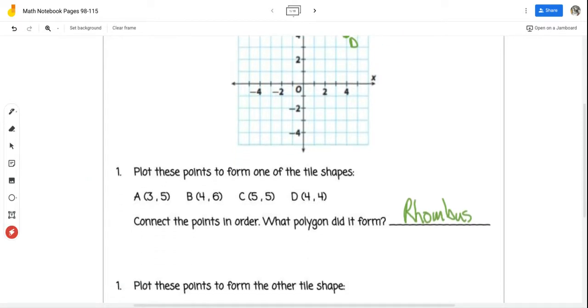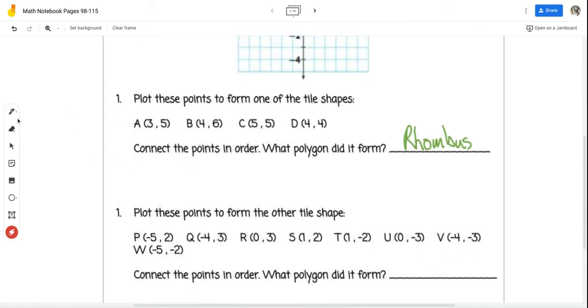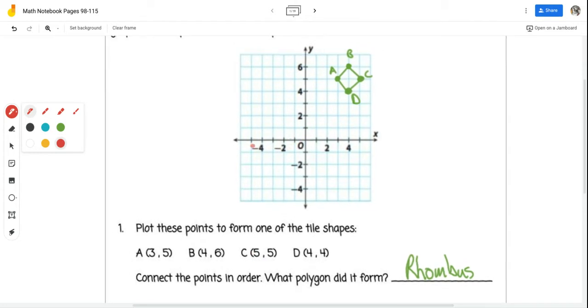The next one is down here, and we're going to call this number 2. Sheila is going to plot these points as well, and we're going to see what kind of shape that makes. I'm going to do this in red, and I'm going to be going up and down because I need to look at these different points. There's a lot more to plot here. So P is first, negative 5, 2. So negative 5 on the x-axis, 2 on the y. There's P.